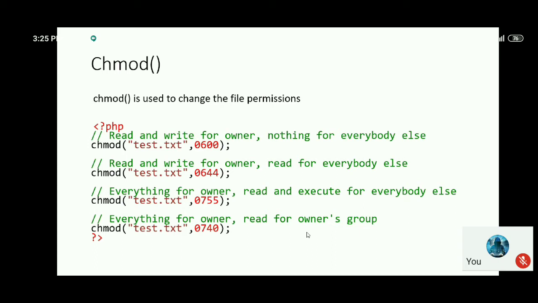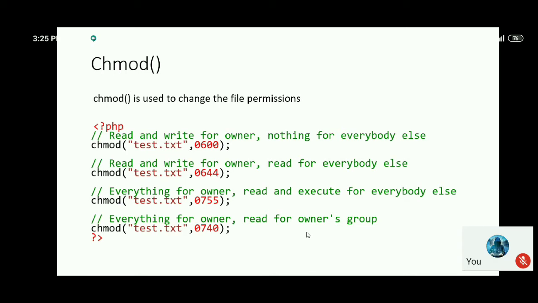So the first is the file name, and the second one is the file mode. So you can change the mode of the file to any category. Now listen carefully. This is how you can change this. The first case, only the owner can read and write.